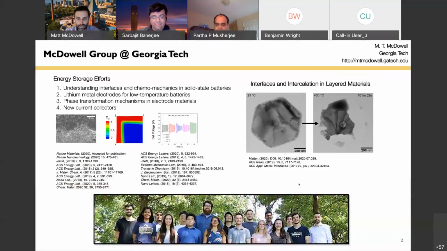Okay, so just briefly, this is my research group here at the bottom. About 80% of my group works on batteries and materials in batteries and chemomechanics in batteries. And some of the projects that we have are shown over here. I also have some other work on dynamics of layered materials and understanding using in-situ experiments. But I'll be primarily talking about some of our work on chemomechanics of interfaces in batteries today.